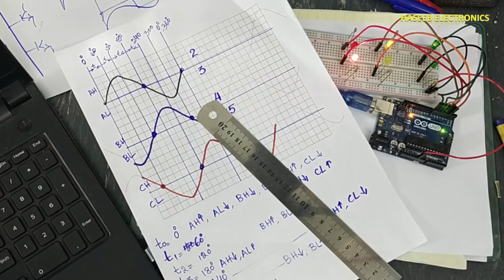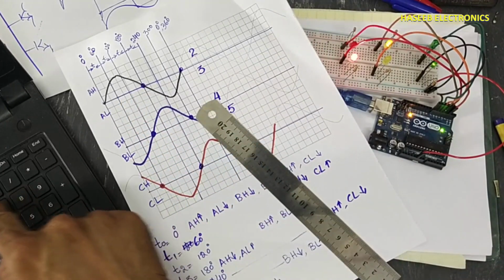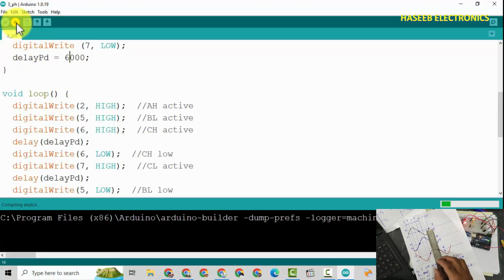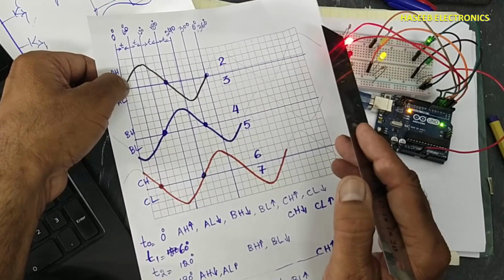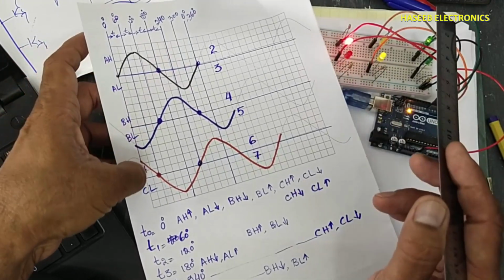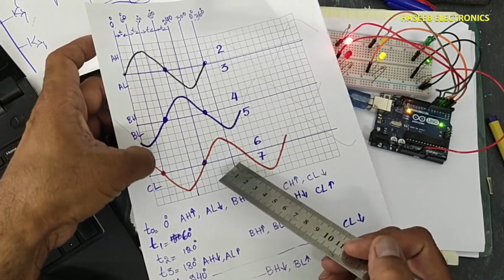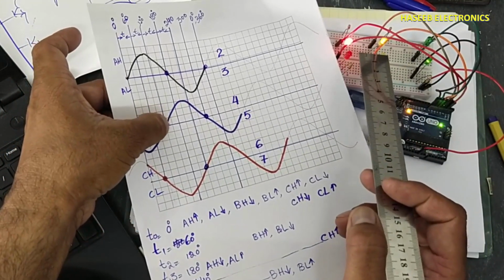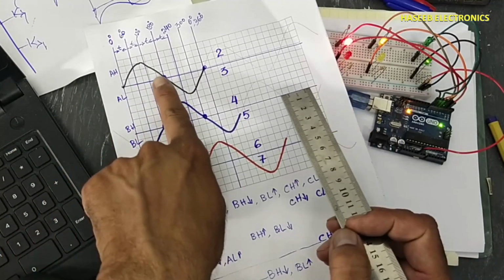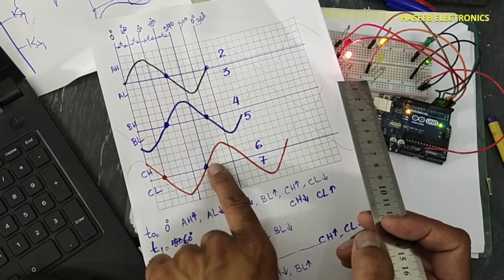Okay, I will increase the delay time to 6000 so that we can monitor this wave and compare easily. A high, B low, C high. Then it will change C side. Yes, C is now changed. Then B is changed, high. Then A will change here. Yes. Then C will change here.